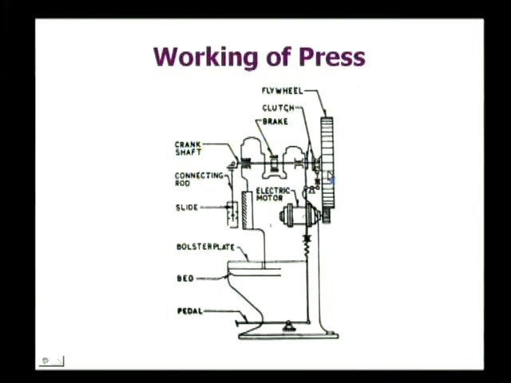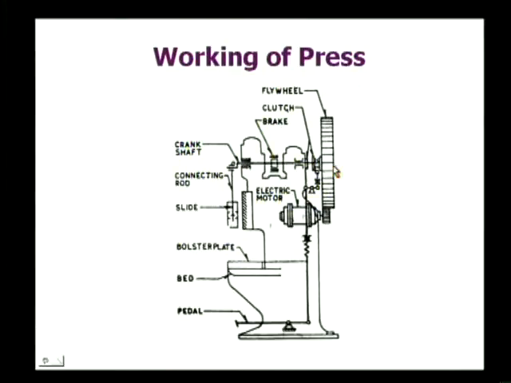So this flywheel continuously rotates and the rotary motion is converted into reciprocating motion of the slide, and the up and down motion of the slide is utilized in giving the required pressure for changing the shape and size of the component. You can see the position of the bolster plate here. This is the bed, and you can also see the pedal which is used to operate the clutch. Whenever you want to transmit the power to the ram, the pedal is to be operated, thereby it engages the clutch, and thus the energy is transmitted to the ram.